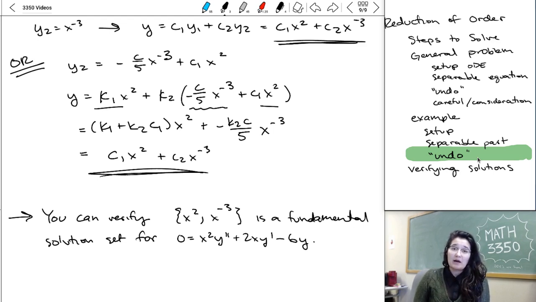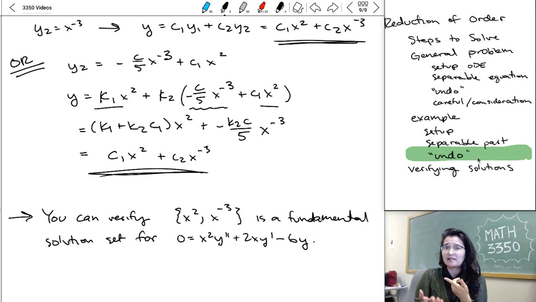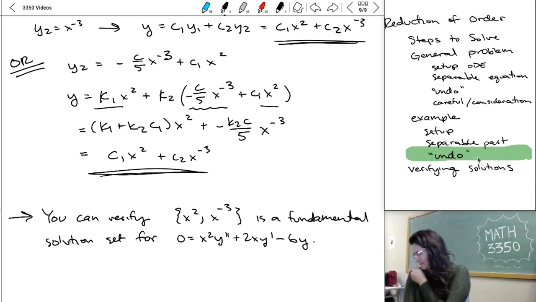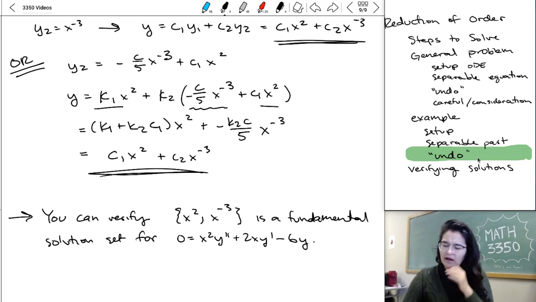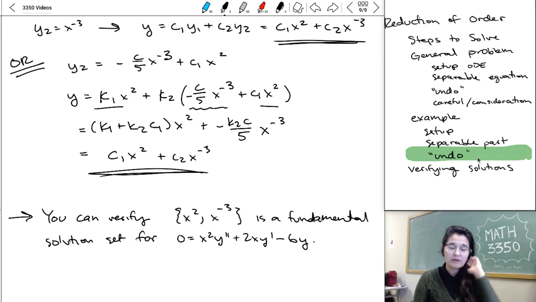You can just accept that reduction of order is always going to work. We're always going to have something that's a solution, because that's how we start out by setting up the problem, is by ensuring that it's a solution. And it's always going to be linearly independent. It's just like cool magic in the reduction of order problem.